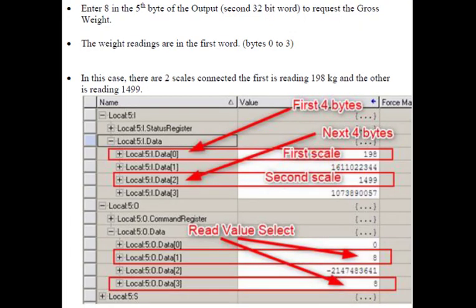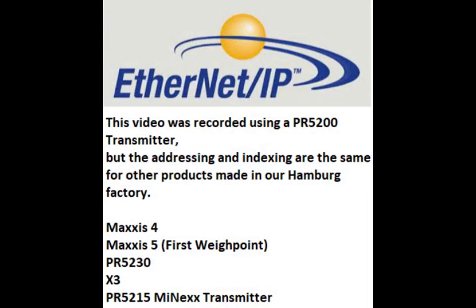All right, so in this slide, we have 2 scales connected to this RSLogix. You see, in the lower section, we have an 8 written in the second of the 4 bytes, so that would be giving you your read gross weight. We have that in both. And then on the top, we see the data coming back in the first 4 bytes. So the first scale is reading 198, and the second scale is reading 1499.